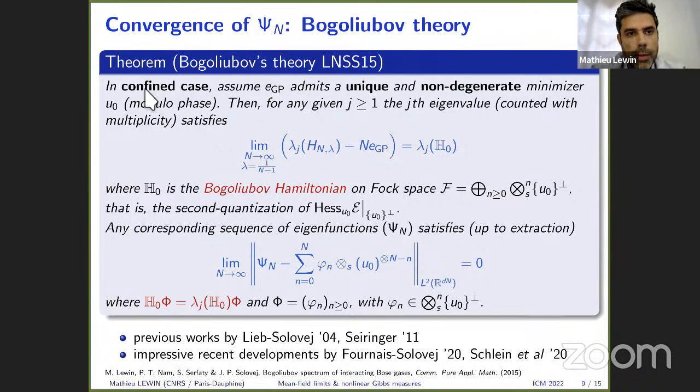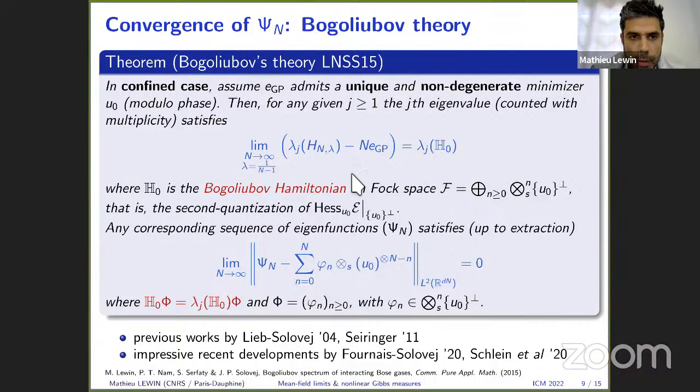So let me assume that the system is confined now, and let me also assume that the Gross-Pitaevskii energy has a unique and non-degenerate minimizer, modulo phase, of course. Then we can go further in the sense that we can expand the energy to the next order, which is going to be of order 1. And we can even do that for all the eigenvalues. So far I was only discussing the first eigenvalue, the ground state, but we can do it for any eigenvalue. And they all behave the same to leading order, but then to the next order, O of 1, we start seeing the difference.